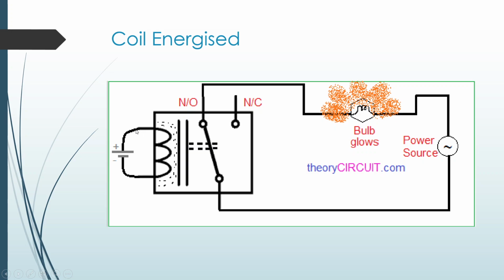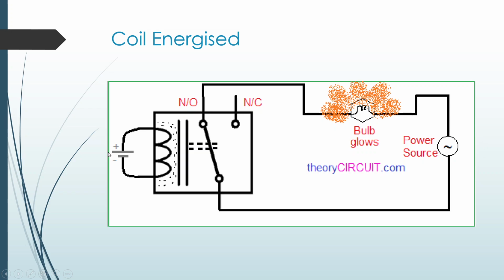You can see that I have given it current using this battery. So I have energized this coil. When I energize this coil, this particular armature now disconnects from NC and connects to NO. And when it is connected to NO, you can see that this whole circuit gets closed and the bulb will glow.